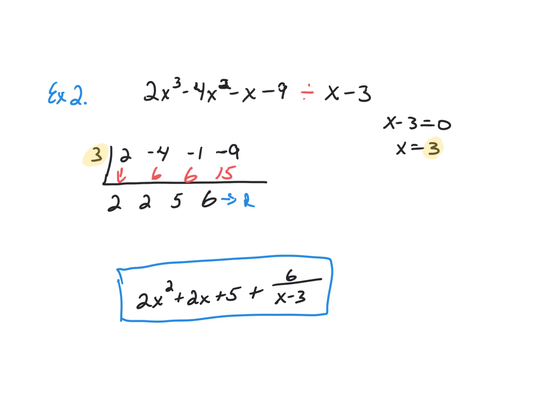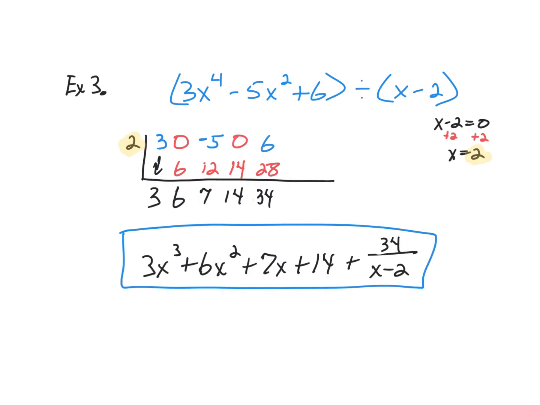All right, so when we put our final answer there, this 2 is the leading coefficient with x squared, because again, it's x to the third divided by x to the 1. That gives you x squared. So 2x squared plus 2x plus 5 is our constant, and then 6 is a remainder, and we put that over the divisor up here of x minus 3. So 6 over x minus 3.